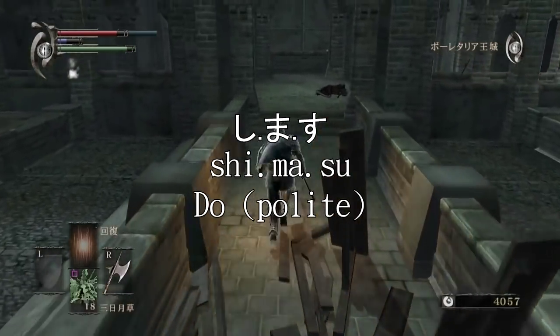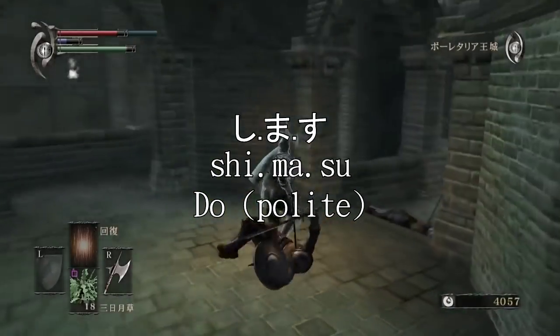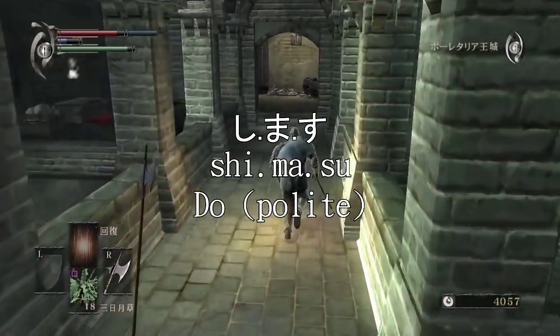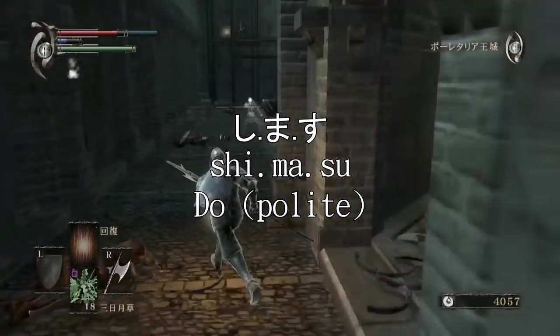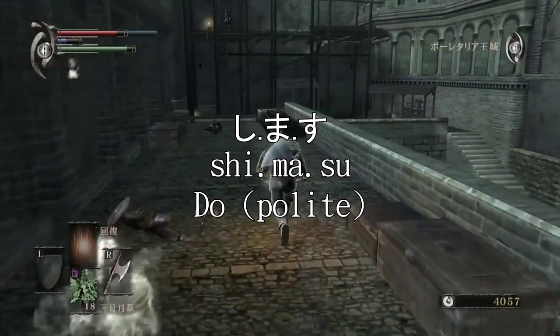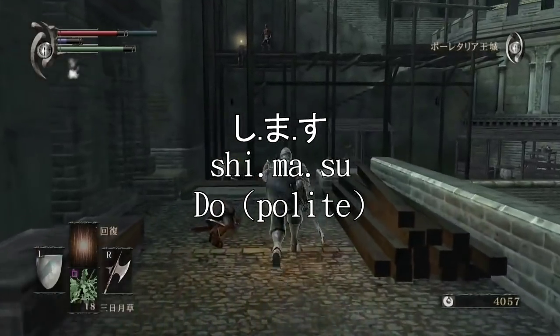Shimas is the polite level of the verb suru, to do. When you upgrade a verb from its plain form to its mas form, you increase the politeness, but you don't necessarily change the actual translation.